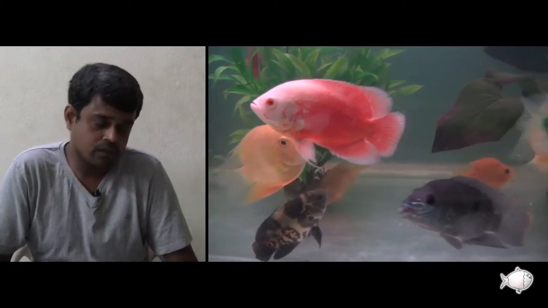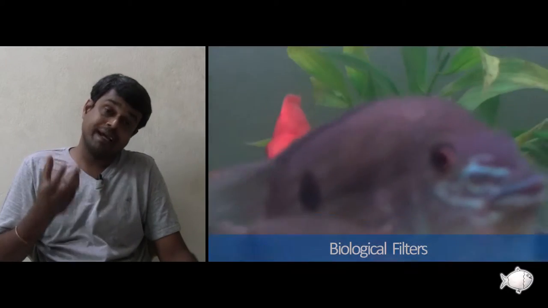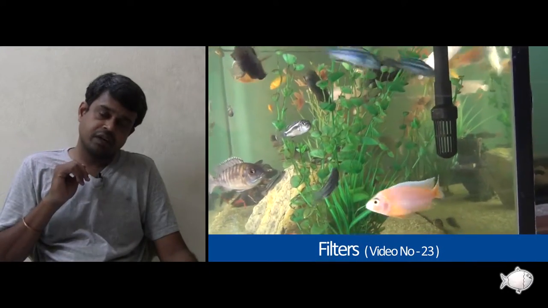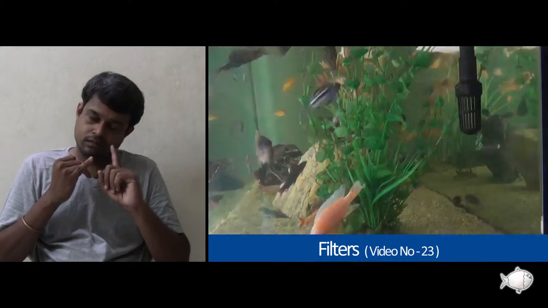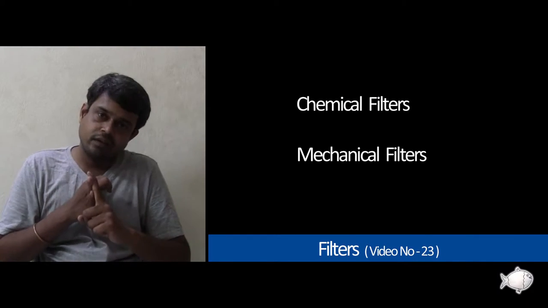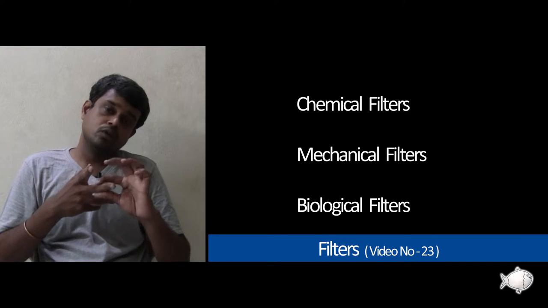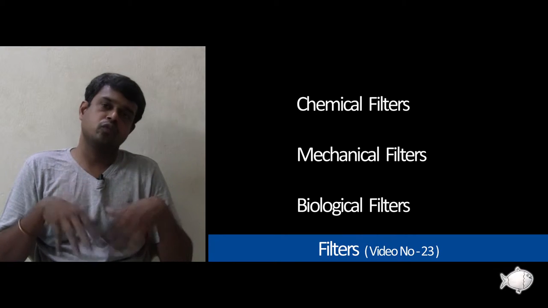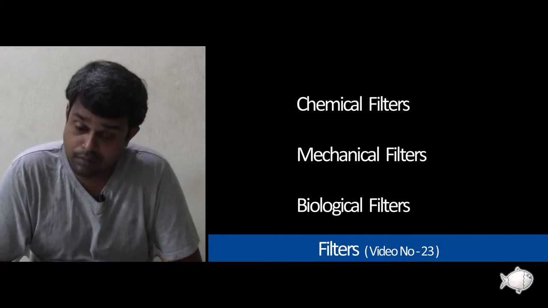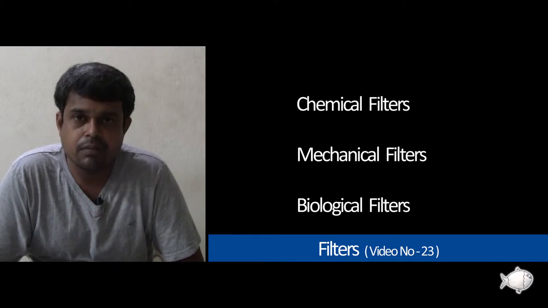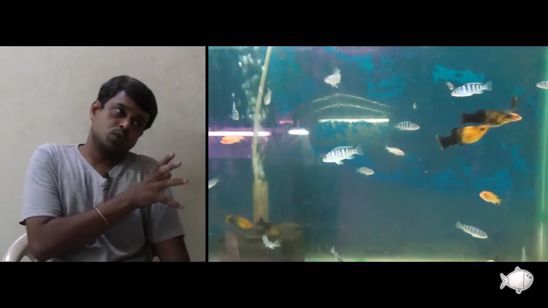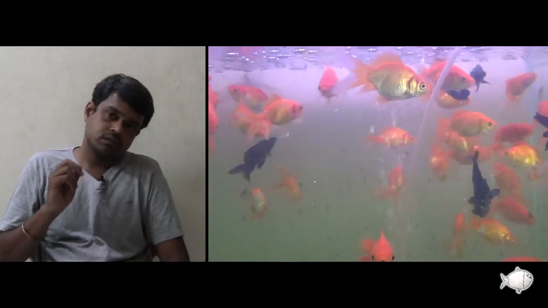See, some advanced aquarists use these types of filters, which are called biological filters. Actually, in the chapter on filters, we have discussed chemical filters, mechanical filters, and biological filters. So biological filters are the filters which support these bacteria to flourish. So maintaining a biological filter for an aquarium is very important. Okay, so these are the precautions we have to take to maintain these bacteria.